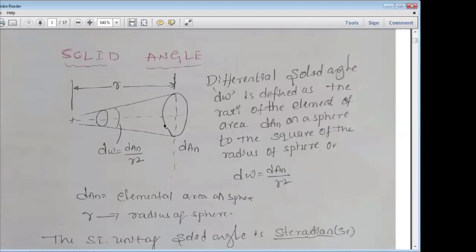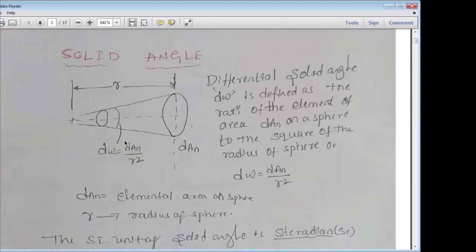This is the normal. dA_n is called the area, the surface area of the sphere. So the solid angle dW is the ratio of the area to the square of the radius. Understand the space which is covered between the vertex and the inside at the middle of the cone. That is called a solid angle.